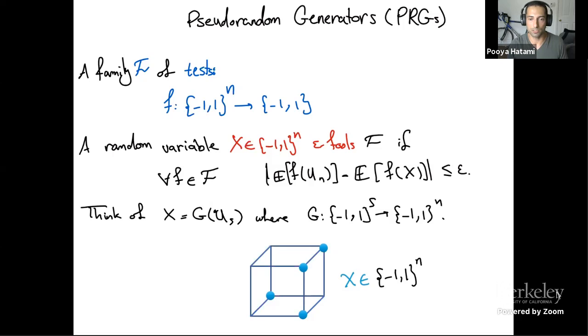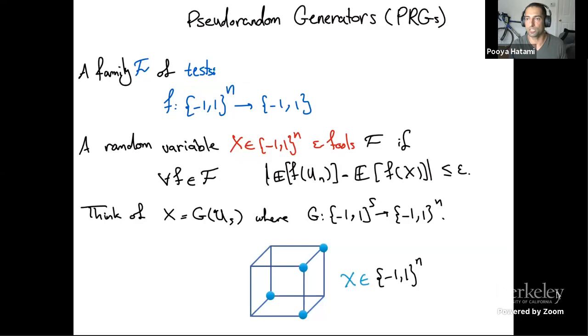So when we say that it requires a small seed, what that means is that you can think of X as the output of some generator that uses S truly random bits in order to generate these n bits that we wanted. And pictorially, if this three-dimensional cube is the whole n-dimensional Boolean cube, you want to come up with this sparse subset of its vertices, which are these blue points, in a way that no matter what function I pick from this family of functions, curly F, the expectation of that function over the blue points is going to be very close to its true expectation over all of the points.